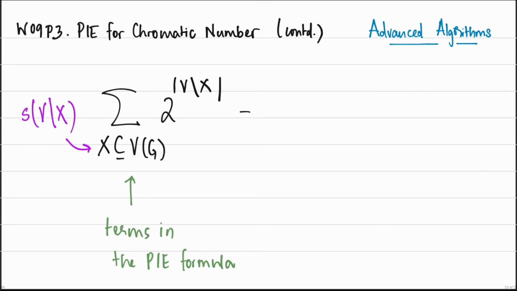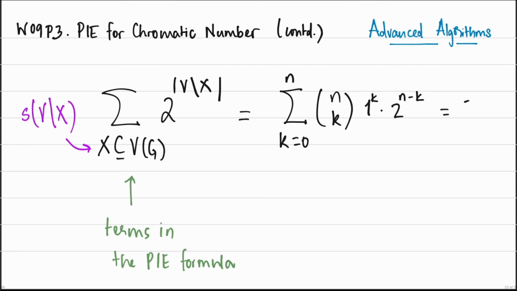But here notice that this is basically again a binomial sum. We go through all the k size subsets. There are n choose k many of those, and I can write this down as 1 to the k times 2 to the n minus k, and this again works out to 3 to the n. So for reasons very similar to before, we have essentially a running time whose dominant term is 3 to the n with a polynomial overhead.